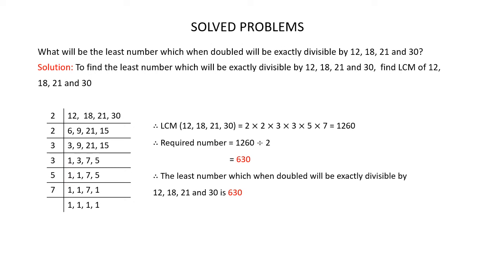3 divided by 3 is 1. Write 1 in the next row. Write 7 as it is in the next row. Write 5 as it is in the next row. Now divide by 5. Write 1 as it is in the next row. 1 as it is in the next row.